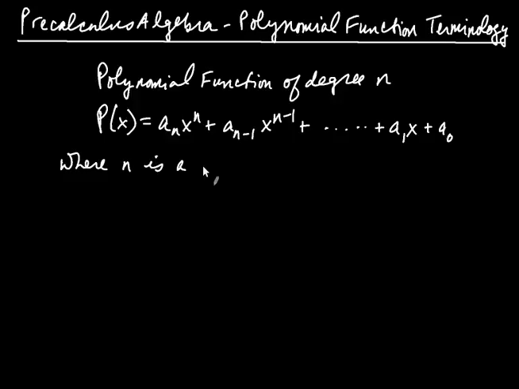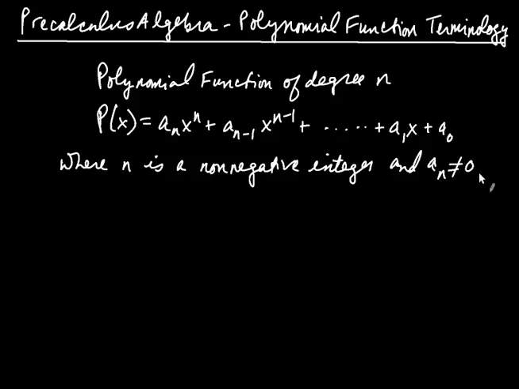is a non-negative integer and the number a sub n is not equal to 0. So this is the definition of what we mean by a polynomial function of degree n, a function in this form. Now, a few points about this.